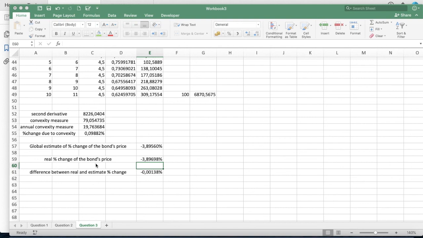So the difference between the estimate and the real one is equal to just 0.00138%, which, when we transform it into numbers, becomes 0.0000014, which is a very, very small difference, right? So by adding the convexity measure, we are making our estimate more accurate and closer to the reality, or the observed price change.